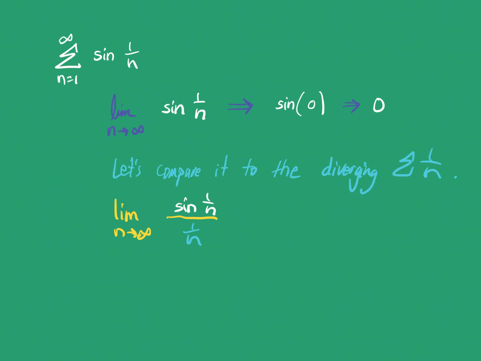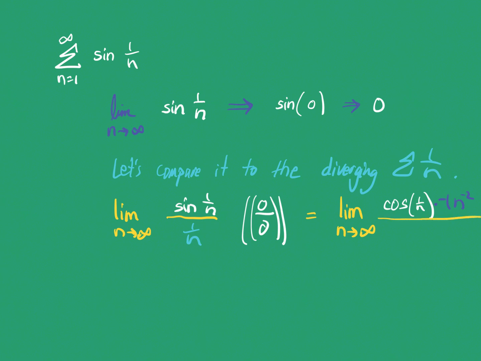So as n approaches infinity, sine of 1 over n approaches 0, and 1 over n approaches 0, so this is the indeterminate form. We'll use L'Hopital's rule. So the derivative of sine of 1 over n, don't forget the chain rule, we'll divide that by the derivative of the denominator. So nicely these factors cancel out, and as n approaches infinity, this is approaching cosine of 0, which is approaching 1.